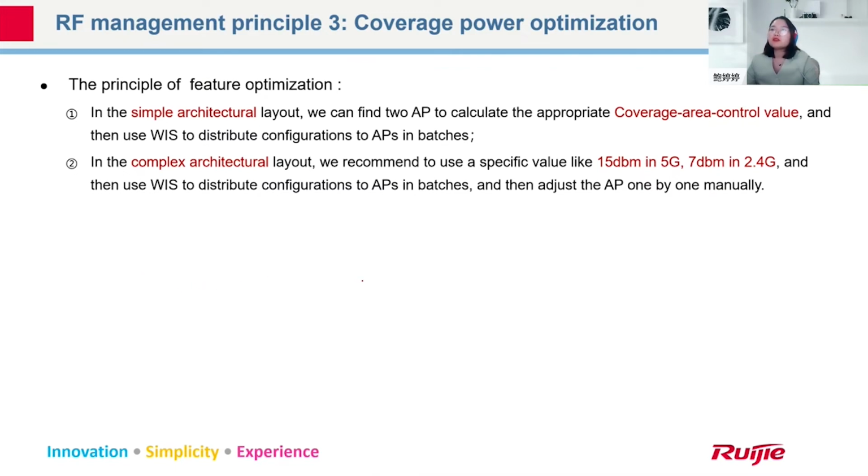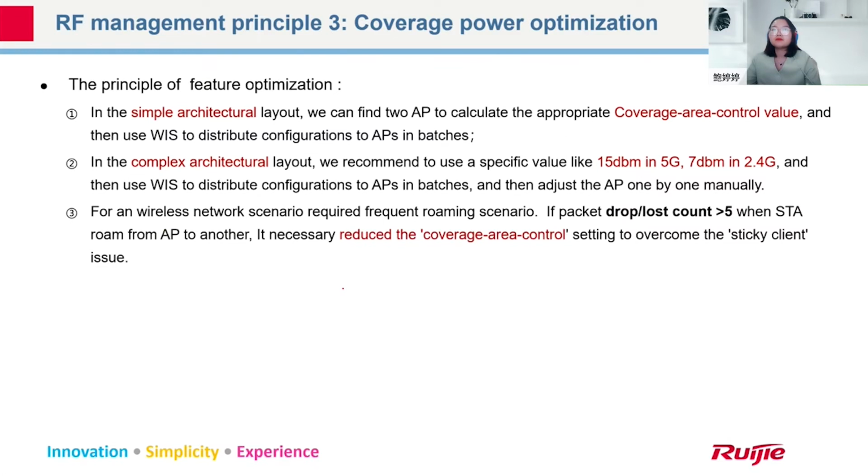And later, you still have to adjust the APs one by one manually, because different places have different obstacles. In some places we have walls, in some places we have doors. So in the complex architecture, you may finally still have to use your phone to test the result, and manually reduce or increase the power value.